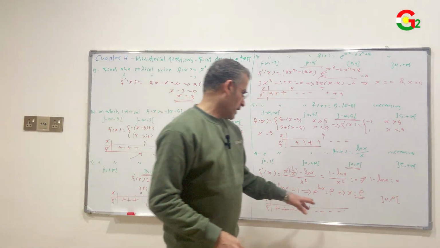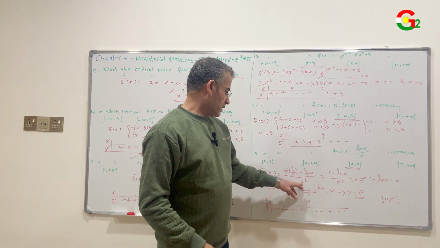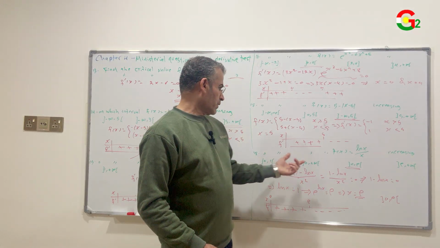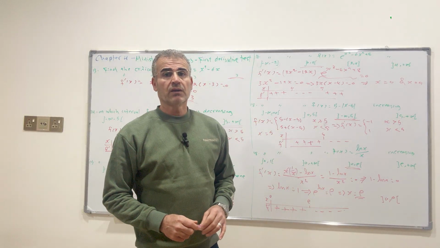Also, as you see here, the derivative is undefined at 0, but 0 is not within the domain of this function. Therefore, 0 is not a critical value.